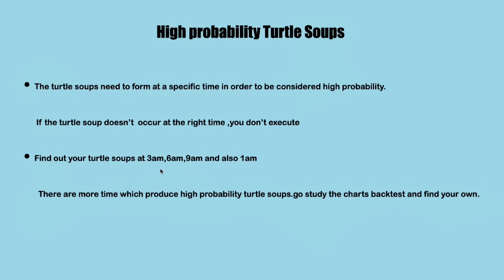Keep it simple. Filter your trades by looking for turtle soups at 3 a.m., 6 a.m., and 9 a.m. Remember when I mentioned 3, 6, and 9 a.m.? Another time to watch for is 1 a.m. There are many more high probability CRTs and turtle soups. Go back and test them yourself. But for now, focus on 3 a.m., 6 a.m., 9 a.m., and 1 a.m. This means your CRT ranges can form at 2 a.m. and a turtle soup can form at 3 a.m.